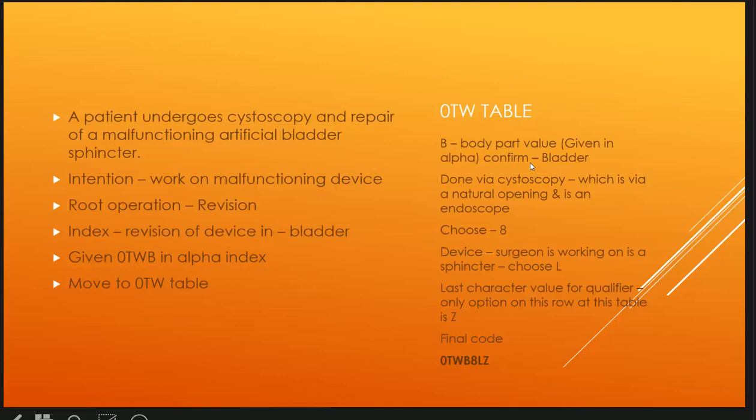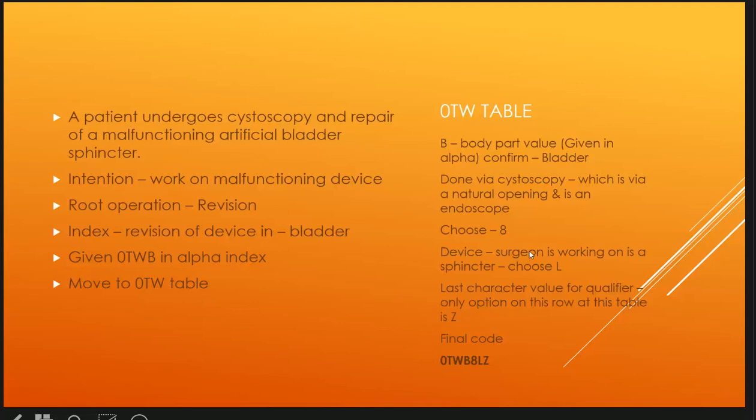The next character value is surgical approach. It states it was done via cystoscopy. The word cystoscopy equates to the use of an endoscope. The most common way to do a cystoscopy is through a natural opening. So the surgical approach character value would be 8.